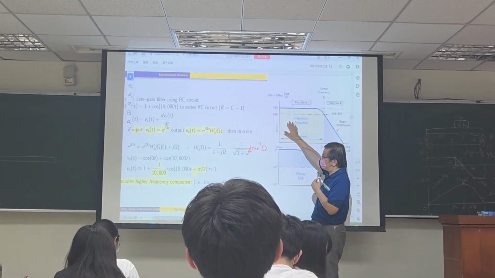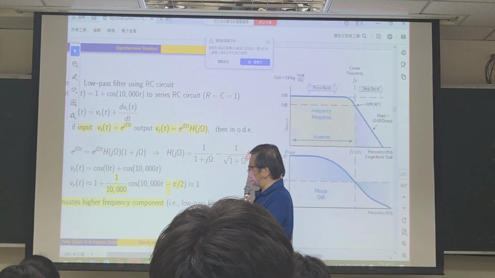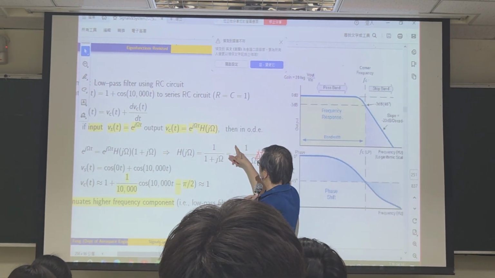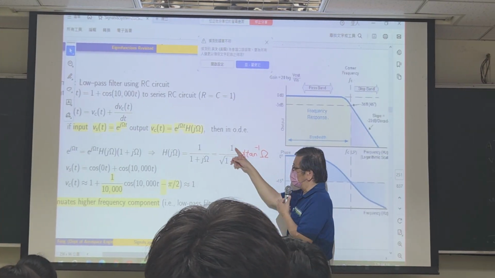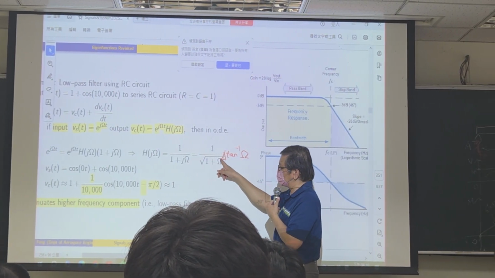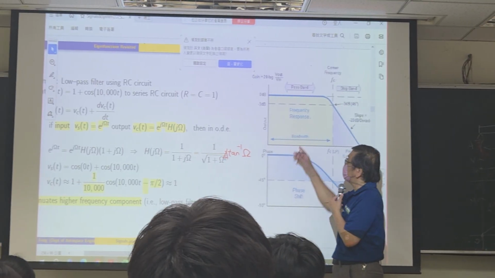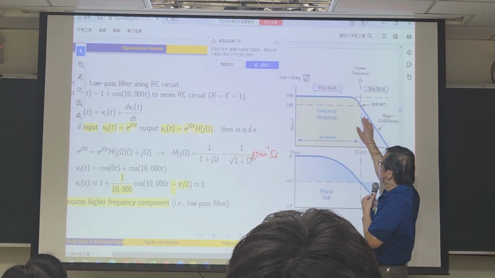Parts. One is the magnitude. And the magnitude, for this case, is 1 over the square root of 1 plus omega squared. So it's going to be something like this.